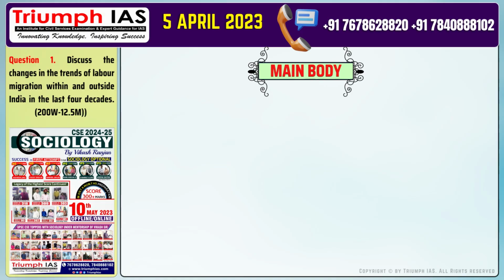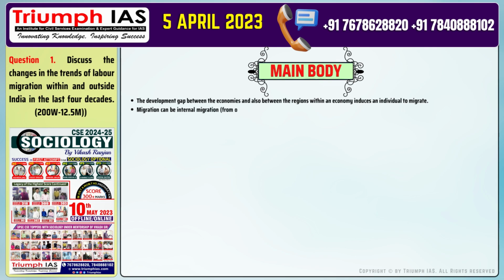The main body of the answer should be Number 1. The development gap between the economies and also between the regions within an economy induces an individual to migrate. Number 2. Migration can be internal migration, from one region to another but within the same country, and external migration or emigration, from one country to another country.